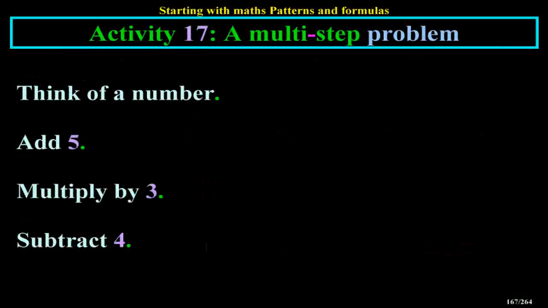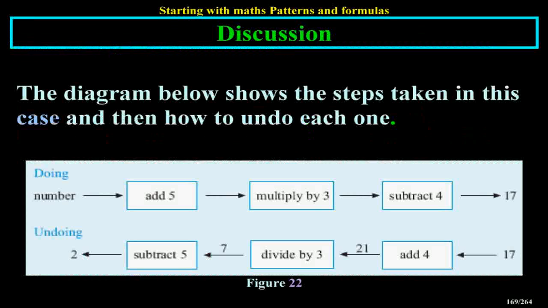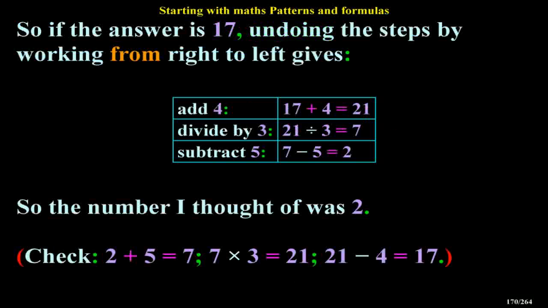Activity 17, a multi-step problem. Think of a number. Add 5. Multiply by 3. Subtract 4. If the answer is 17, can you work out what number I was thinking of? Here there are several steps, so to find the number it will be necessary to undo each of these steps in turn, starting with the last step. Draw the doing diagram and then the undoing one beneath it. Discussion. The diagram below shows the steps taken in this case and then how to undo each one. Figure 22. So if the answer is 17, undoing the steps by working from right to left gives.